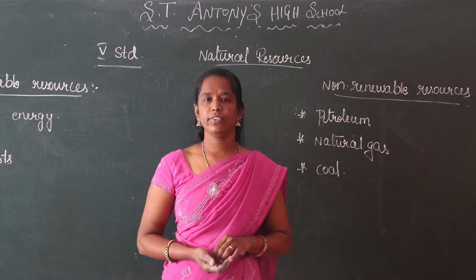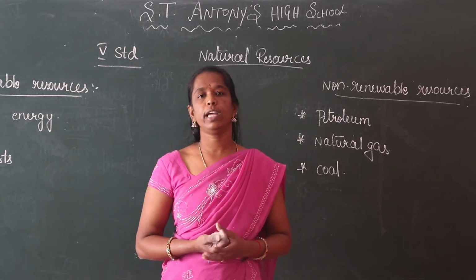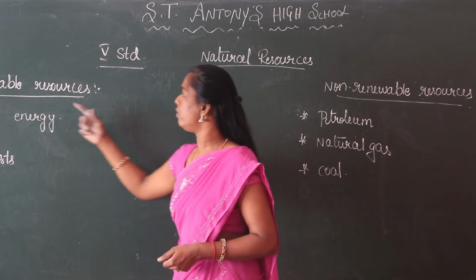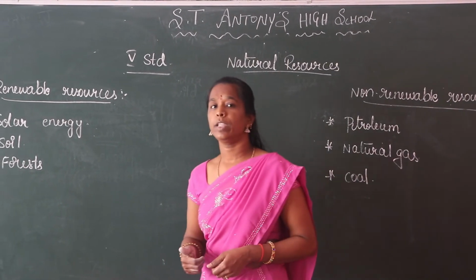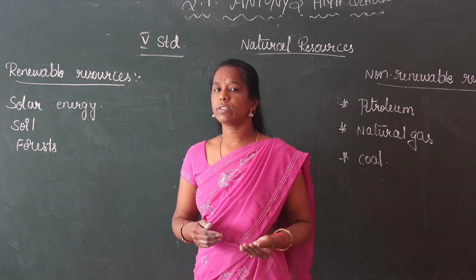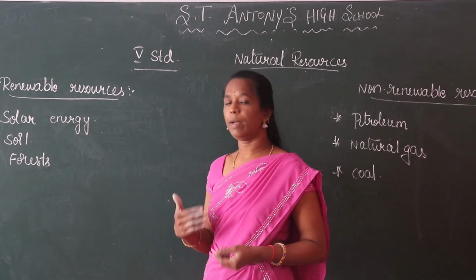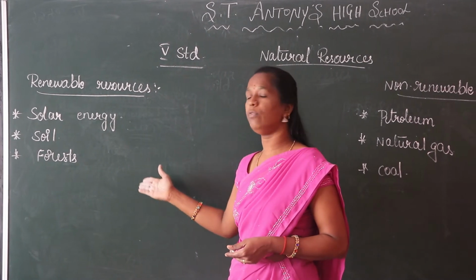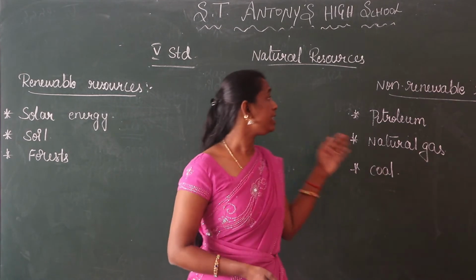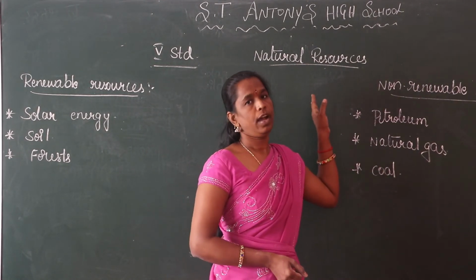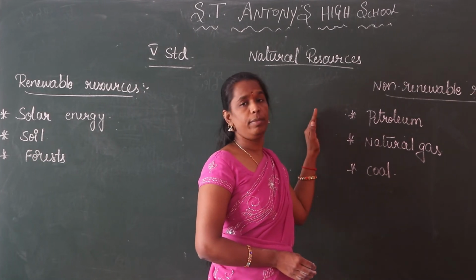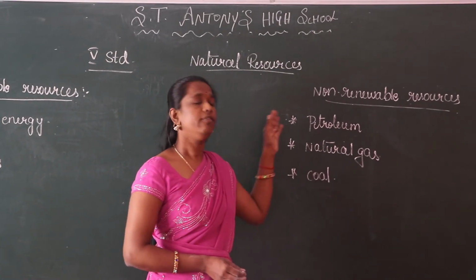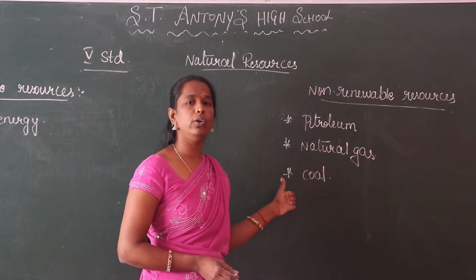Dear children, last class we learned about resources. There are two types of resources: renewable resources and non-renewable resources. Renewable resources are resources we get from the earth that are available continuously. Examples are solar energy, soil, water, forest, etc. Non-renewable resources are not available continuously due to continuous usage. For example, petrol, natural gas, coal, etc.